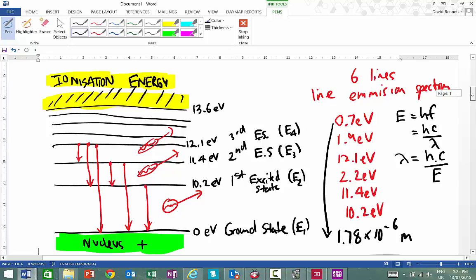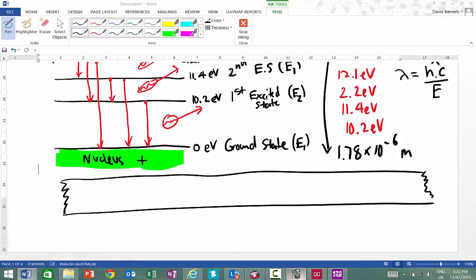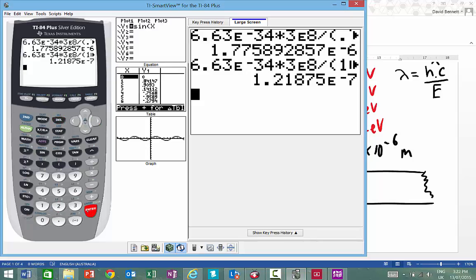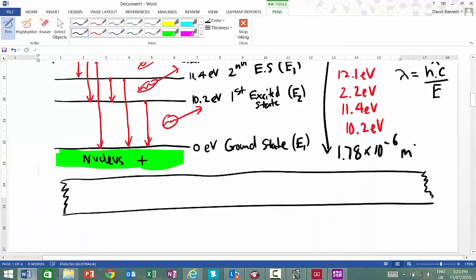Alright, let's do the other extreme. Let's do 10.2. A quick way on your calculator just to bring up the last thing you did, and scroll back to where I put in my thing over here. Now what I want to do is insert 10.2. Okay, and then I should be ready to go, and that's going to give me 1.21 times 10 to the minus 7.